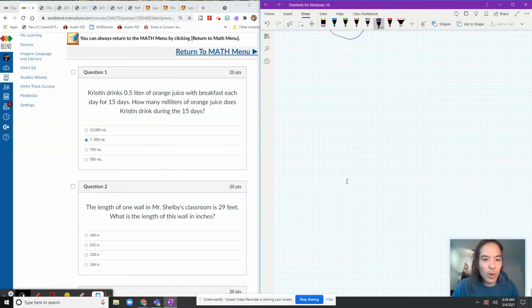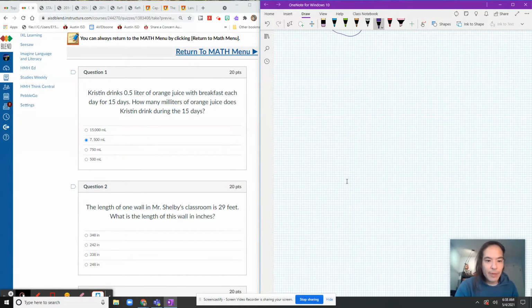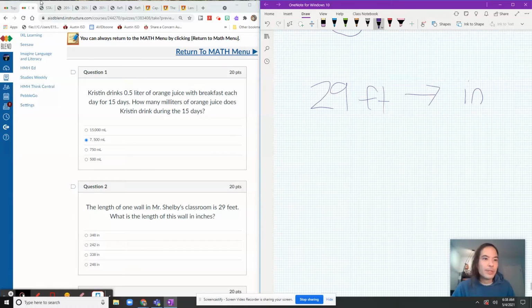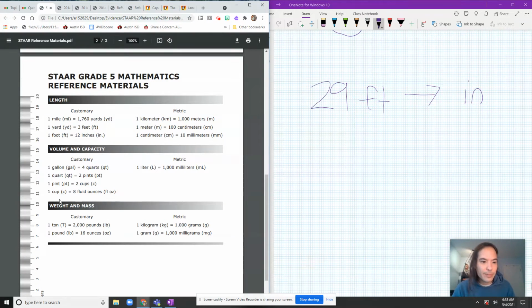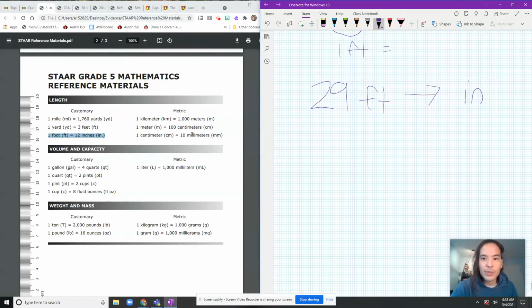The length of one wall in Mr. Shelby's classroom is 29 feet. What is the length of the wall in inches? 29 feet. And we need to change it to inches. All right, so let's go ahead and look over here. We're talking about length. Feet is not meters, so we need to look over here. 1 foot equals 12 inches.